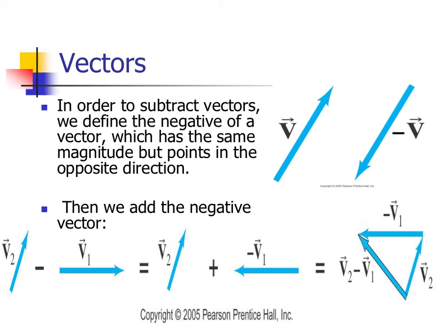So the order that we have does sometimes mean something. And we should also get into the understanding that vectors can be negative. Velocity can be negative. Acceleration can be negative. A force can also be negative.